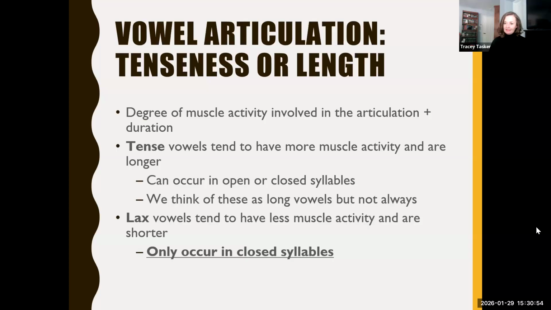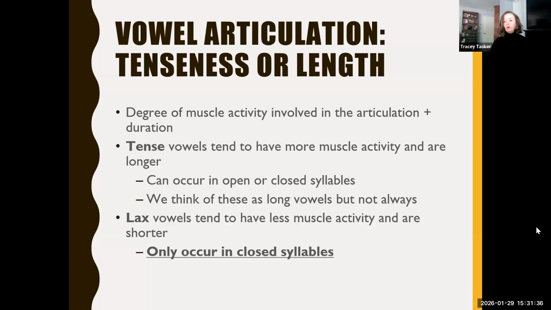As I mentioned, we talk about tense versus lax. And really a good way to remember this, besides just memorizing the different vowels, is whether it can occur in a closed or open syllable. So tense vowels can occur in either open or closed syllables. We tend to think of these as long vowels, but that's not 100% foolproof because they're not always long vowels. But E, it's tense, right? You feel the tension, E, and we could hear that and see it if it was written in an open syllable like he.